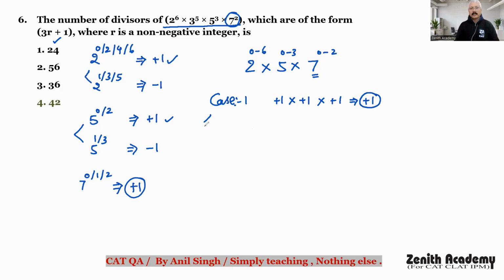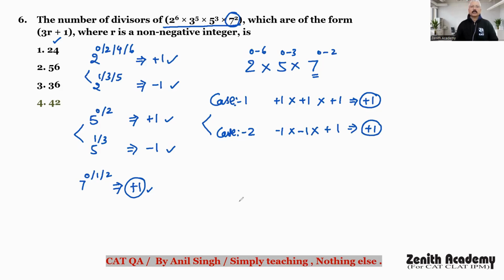And in the second case, if I take this minus 1 and this minus 1 and this is plus 1: this minus 1 means 2 to the power 1 or 3 or 5, such type of divisor will give remainder minus 1. And 5 to the power 1 or 3 will give remainder minus 1. And 7 to the power 0 or 1 or 2 always gives remainder plus 1. So minus into minus into plus is equal to plus 1.